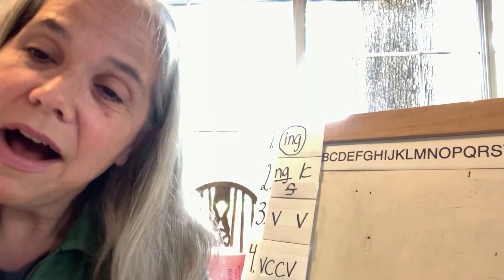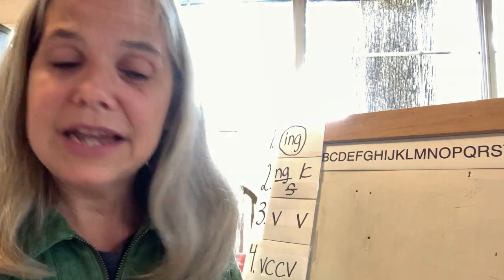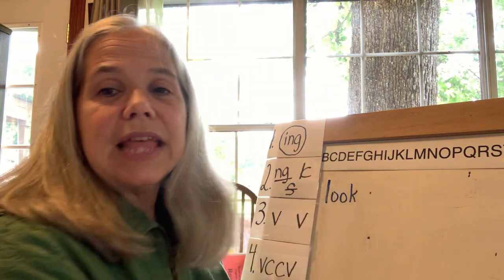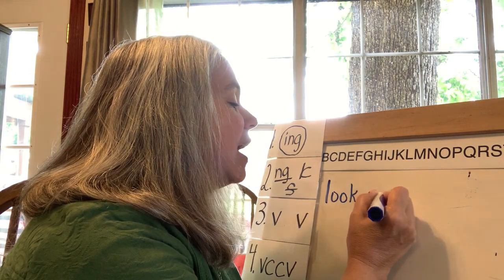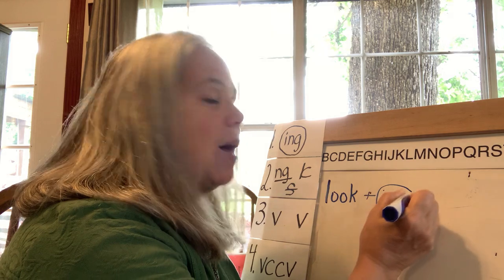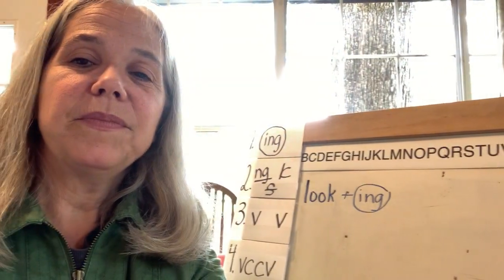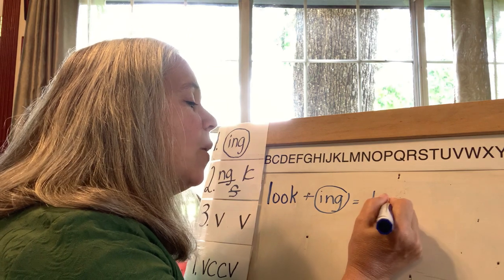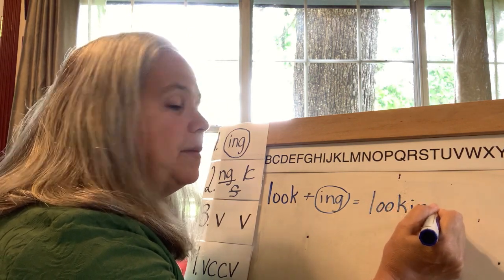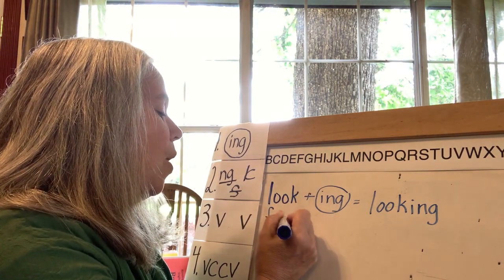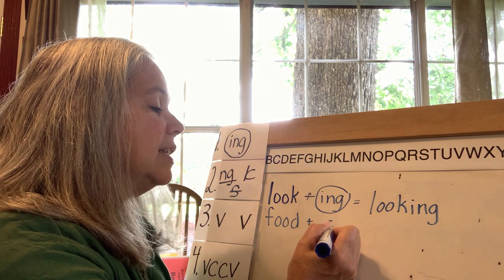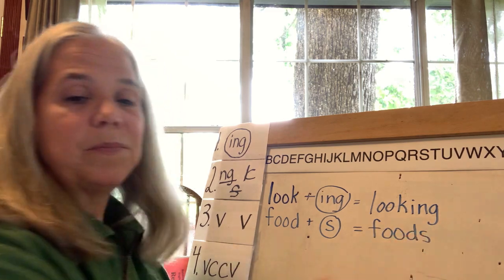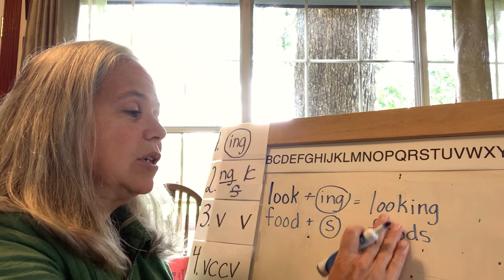Today we're going to learn a new concept related to spelling with suffixes. Look as I write these words down. L-O-O-K, that's our base word, and we're going to add vowel suffix ing. That's our vowel suffix. And look how we're going to spell our derivative. L-O-O-K-I-N-G. And we have one more. F-O-O-D, food, plus consonant suffix S, and this is our derivative, F-O-O-D-S.